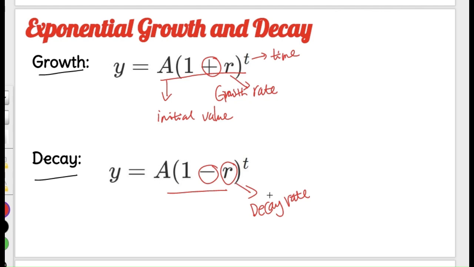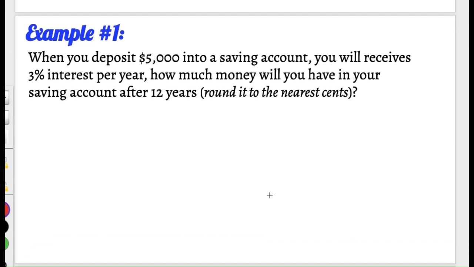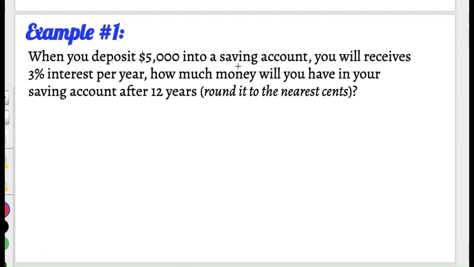So in this video, we are going to use two examples to practice how we use the growth or decay model. Let's check the first one. When we deposit $5,000 into a savings account, you will receive 3% interest per year. How much money will you have in your account after 12 years?